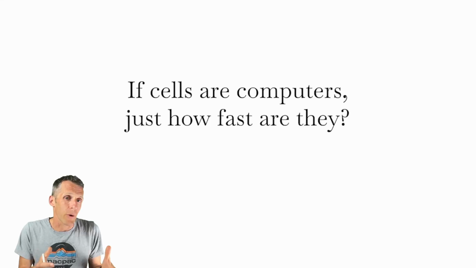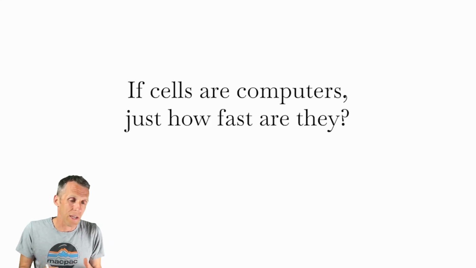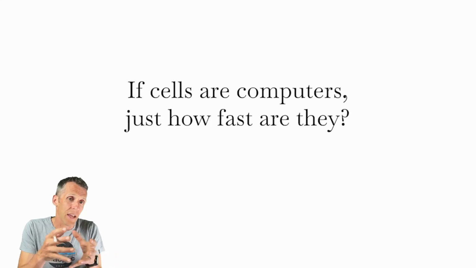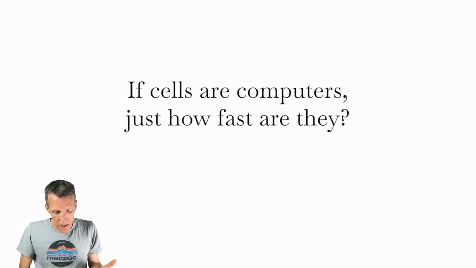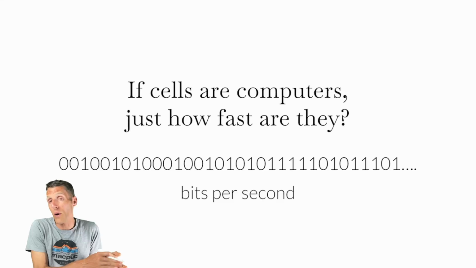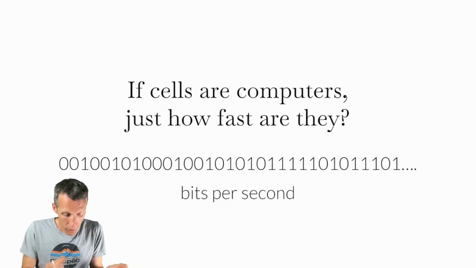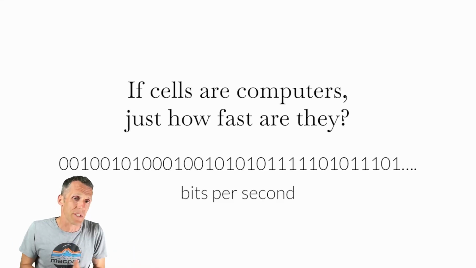So I said in a previous video that cells are Turing machines, meaning that they are basically processing information. They have an internal state, they have a set of rules, they run a cycle of updating that internal state with the rules, and they are in fact acting as computers. This means that we can meaningfully talk about, well, how quickly are they processing information? And one way to measure this is just the number of bits per second.